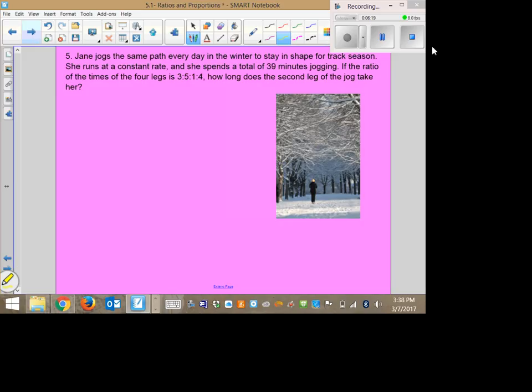So we can set this up. We have 3x plus 5x plus 1x plus 4x equals 39. So then we get 13x equals 39. Solving, we get x to be 3. Now we want to know how long the second leg of the jog takes her. That was our 5, so we can take 3 times 5 to get that it takes her 15 minutes.